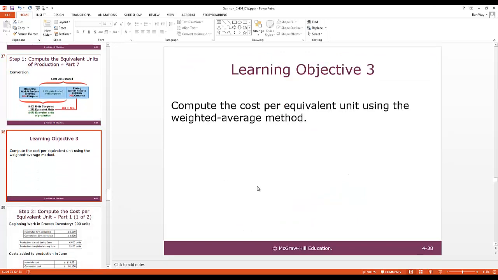So learning objective 3 in chapter 4 was to compute the cost per equivalent unit using the same weighted average method.